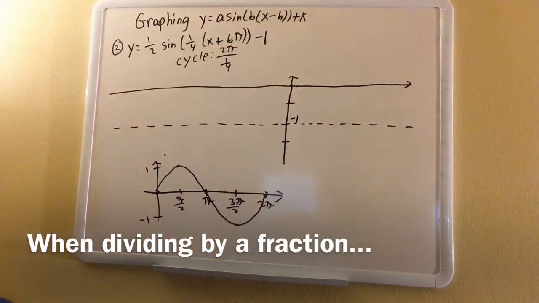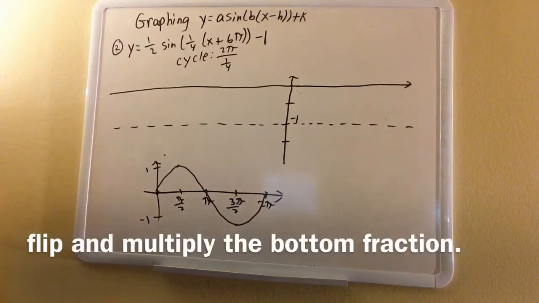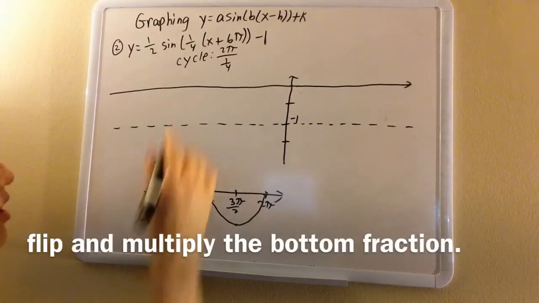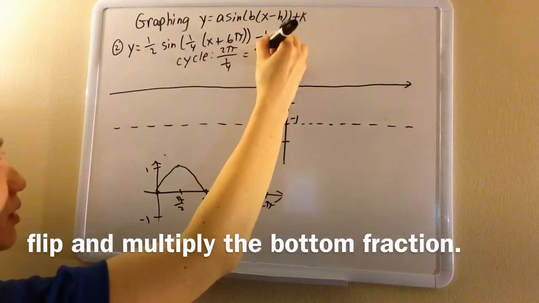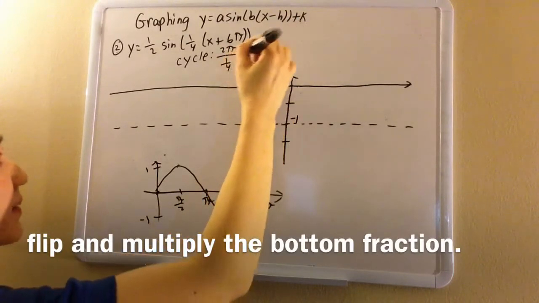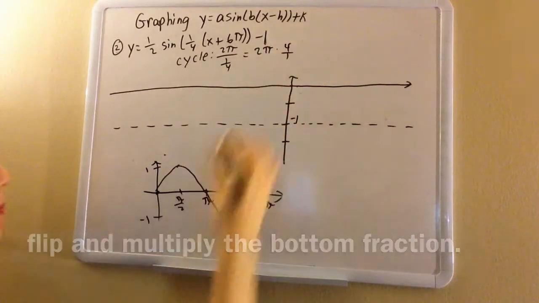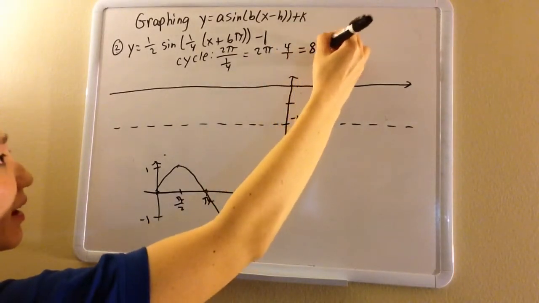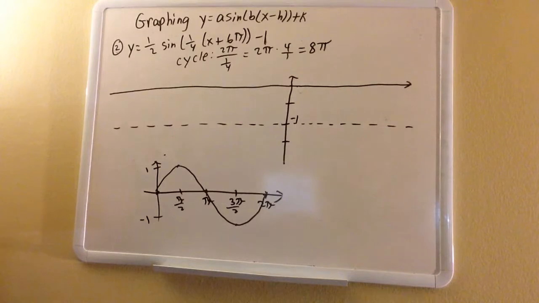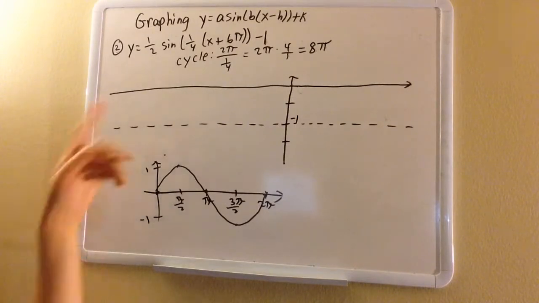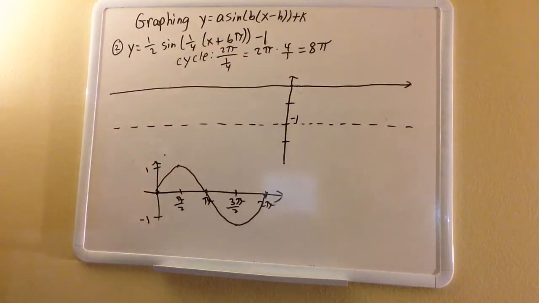Now you might be thinking, well, what do I do here? Okay, you need to flip and multiply. So we flip and multiply, so it's going to be 2 pi times, I need to flip this to make it 4 over 1. So in total I get 8 pi. So my total cycle is 8 pi, which means that this 6 pi makes a little bit more sense here, because our entire cycle is so large.